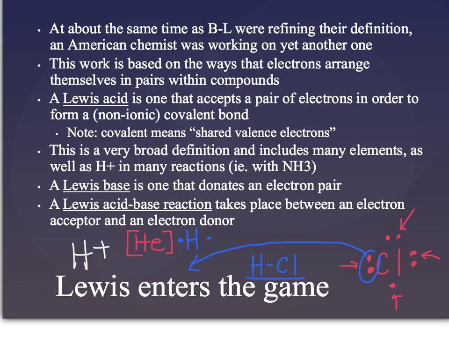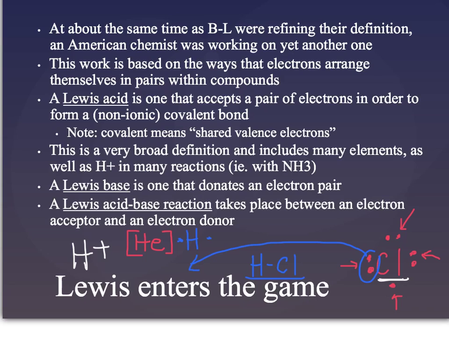As I bet you might have been able to predict, a Lewis base is just the opposite. A Lewis base is one that does the donating of an electron pair. So in this example, chlorine would be our Lewis base because it was able to donate that pair of electrons to the hydrogen. And so taking those two definitions together, a Lewis reaction that involves acids and bases is any one that takes place between an electron donator and an electron acceptor.